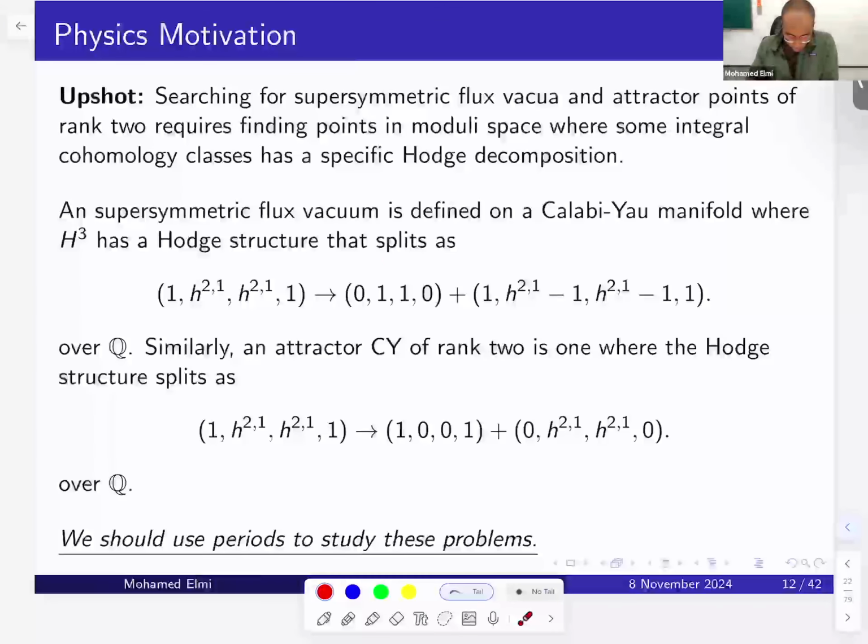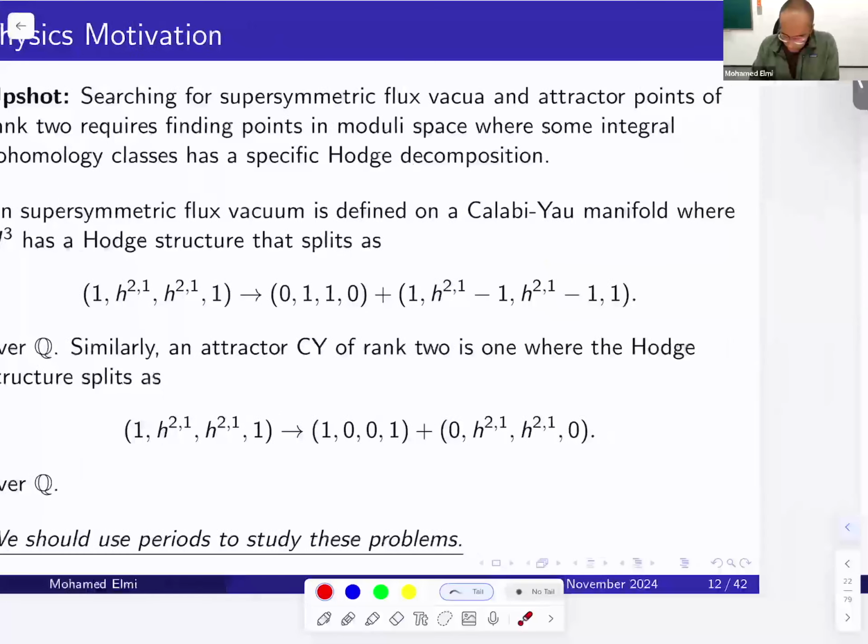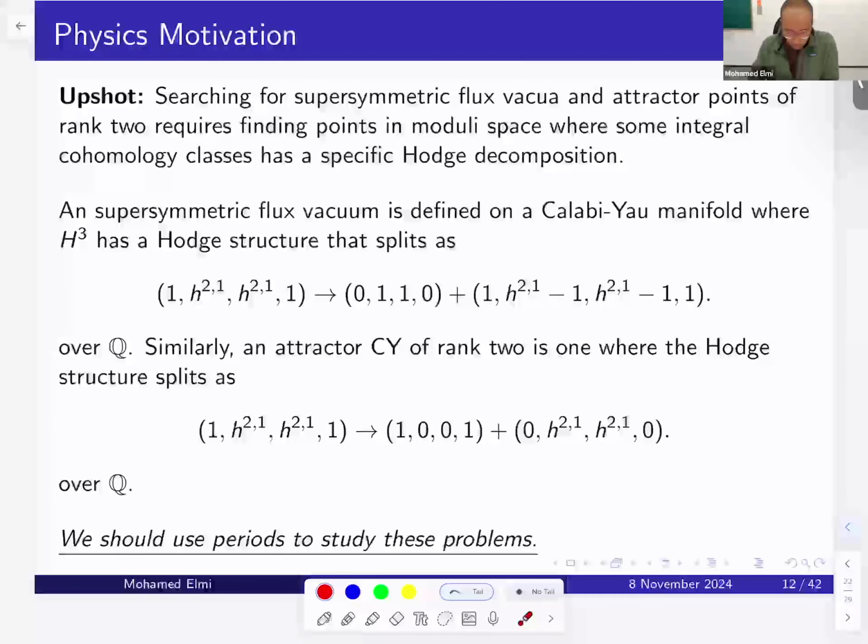And the way we study these problems, the way we study these variations of Hodge structure, is we use periods. And this is a very active area of research. There are probably experts in the audience that can tell you more about this. But that's mostly the physics motivation for why you should study these kind of problems.